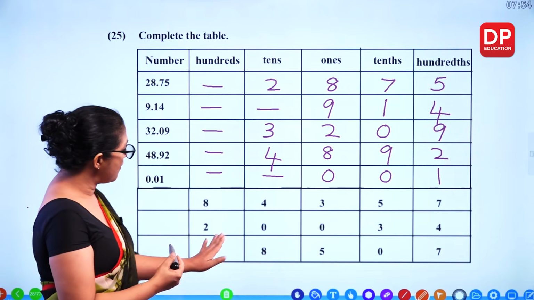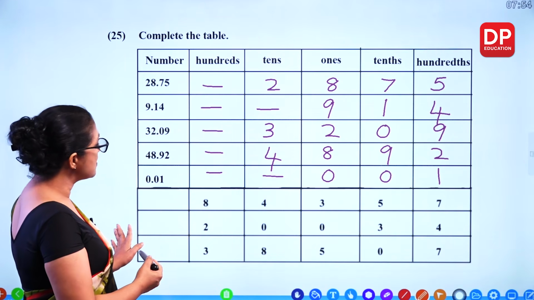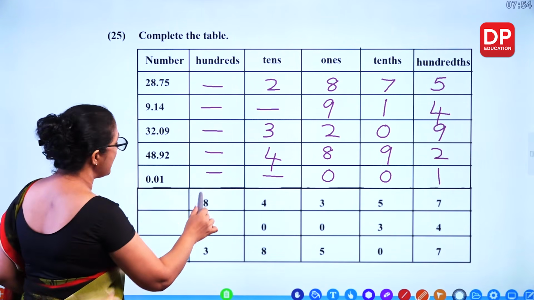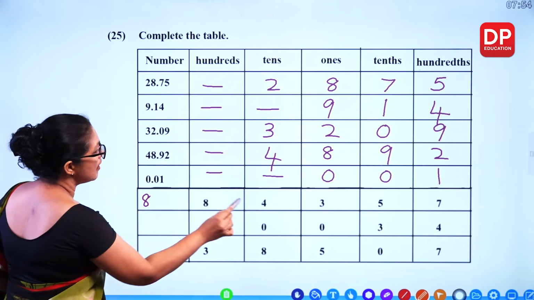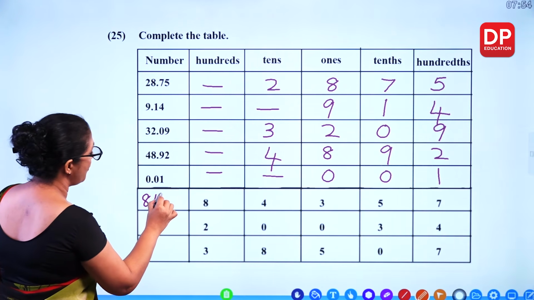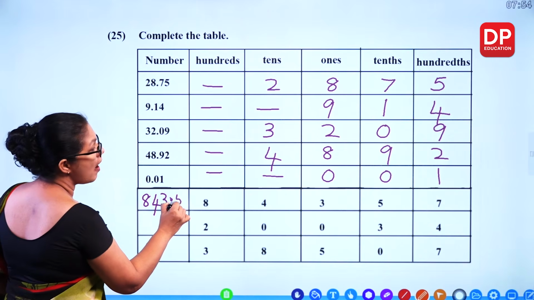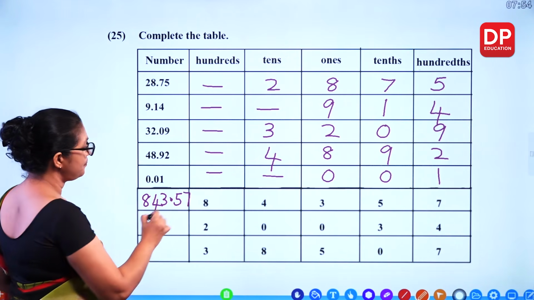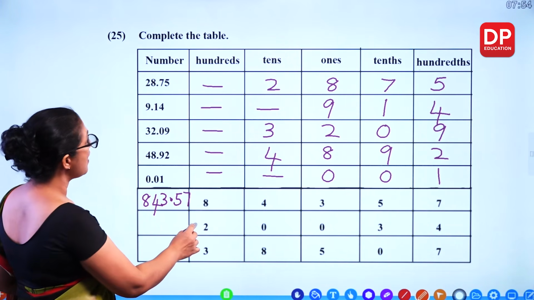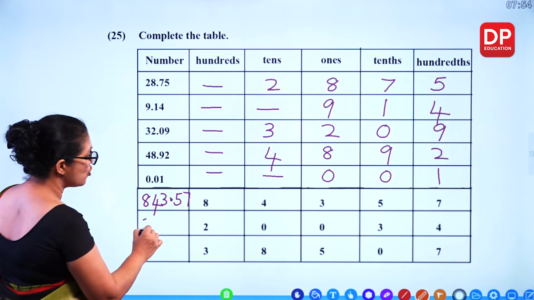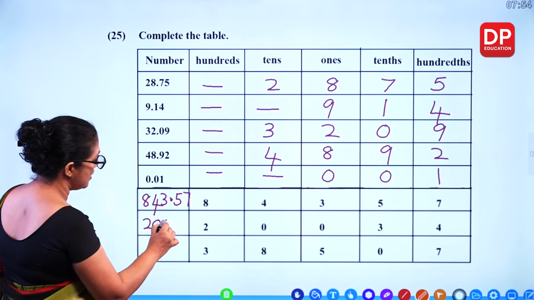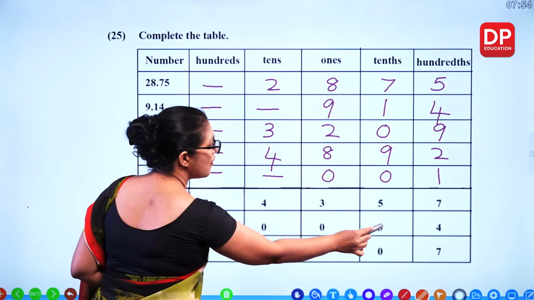And how can we write down these numbers as decimals? Hundreds place 8, 4, 3, then 0.57. This number, hundreds place 2, 200.34.